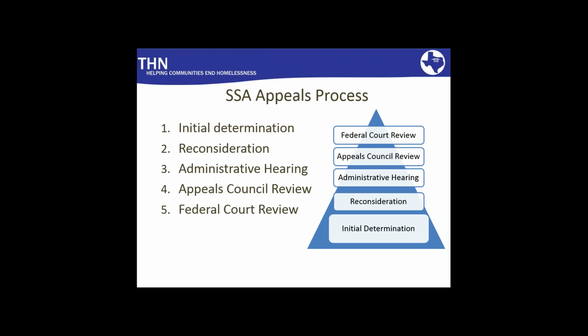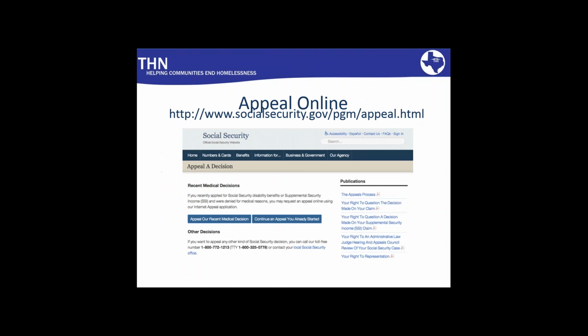Just to explain a little bit, there is the left side starting from the top and going down, and the right-hand side from the bottom and working up. The initial determination is the first step, and if it's a denial, then we do a reconsideration. From there, an administrative hearing and an appeals council review, and then up to a federal court review, so being able to take the denial all the way up. Now, luckily, there is an appeal process that you can walk through online. You can go to the website at socialsecurity.gov/pgm/appeal.html, and you can fill out an appeal online. And so that can be very helpful.